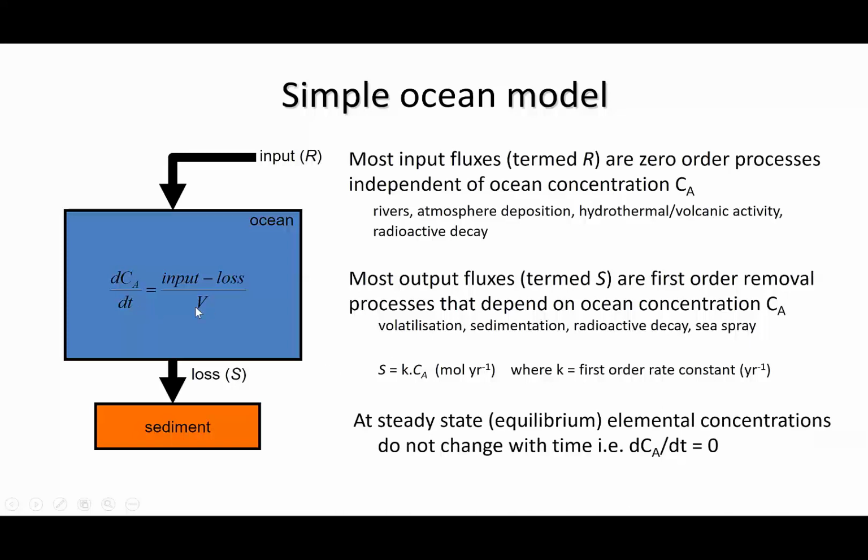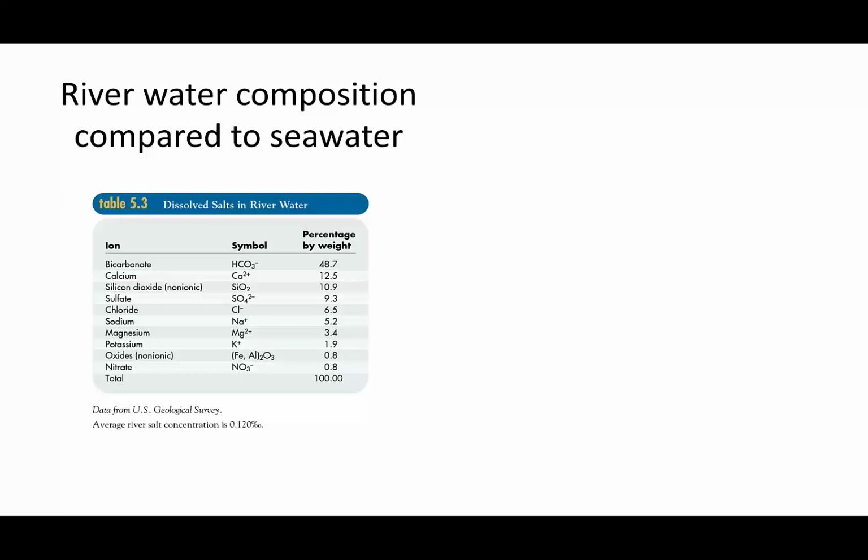At steady state, we have an equilibrium between the input and the output fluxes, and the inputs would equal the outputs of a particular element, and the concentration of an element in the ocean wouldn't change with time. Unfortunately, we haven't been able to measure the ocean for long enough to really understand whether element concentrations are changing with time or not. So let's just have a look at the composition of river water entering the ocean, with a view to trying to work out what the residence time of different salts are in the ocean.